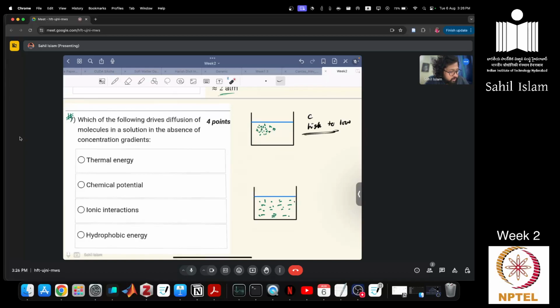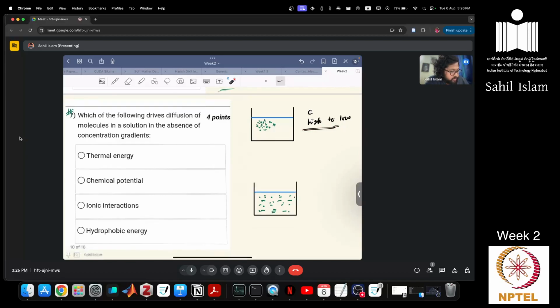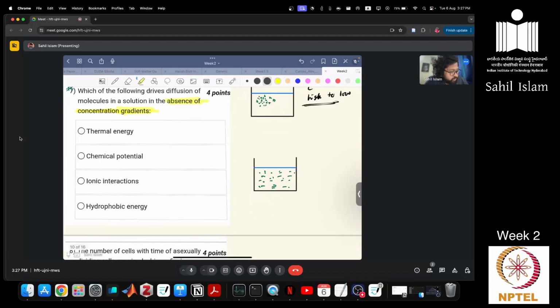This is what is called molecules going along the concentration gradient. But after it homogenizes, the question is, which of the following drives diffusion of molecules in the absence of concentration gradients? So if there is no concentration gradient, what happens in this scenario? They are asking what happens in this scenario. So here there is no concentration gradient, so there will be no more homogenizing left.